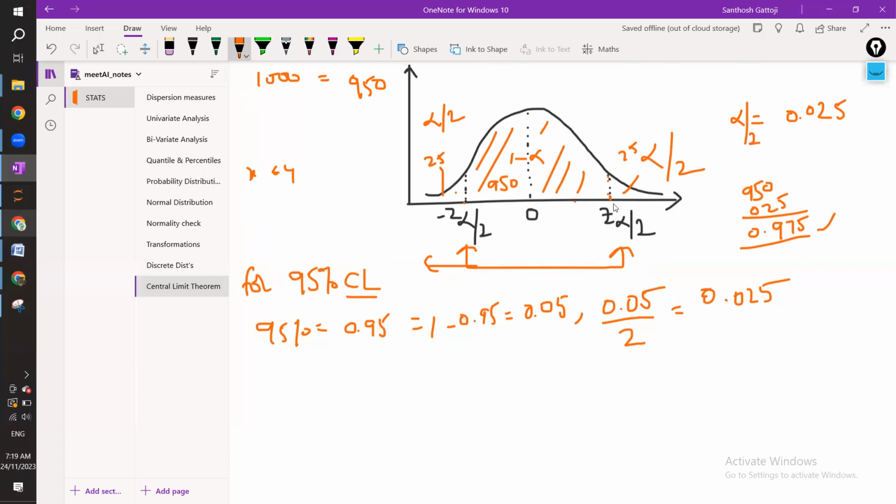Similarly here also, I want to know Z alpha by 2. How much area is this covering? This is covering this 950 part and also this small 0.25 part. That means this Z alpha by 2 is covering 0.975 area. So I want to know which point on the Z table is covering this much area.